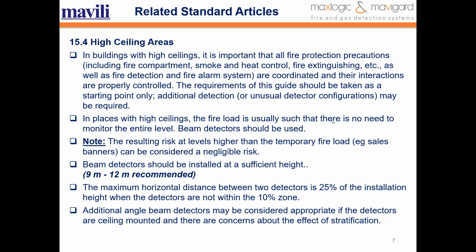The maximum horizontal distance between two detectors is 25% of the installation height when the detectors are not within the 10% zone. Additional angle beam detectors may be considered appropriate if the detectors are ceiling mounted and there are concerns about the effect of stratification.